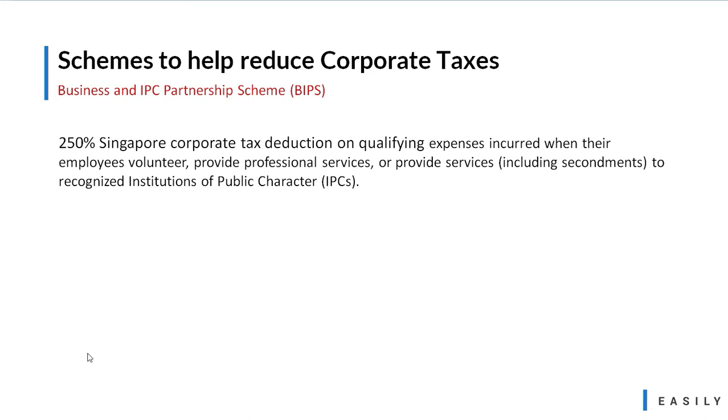Okay, so there are some schemes to help reduce corporate taxes as well. I've listed out a few of them. There's the Business and IPC Partnership Scheme. If your company's employees volunteer or provide professional services to recognized institutions of public character, or what we call IPCs, then you can have a 250% Singapore corporate tax deduction. So if your company provides services amounting to 10,000, you can offset 25,000 off your profits.